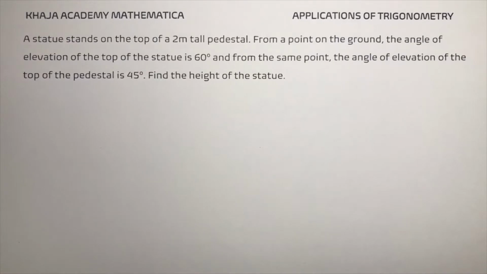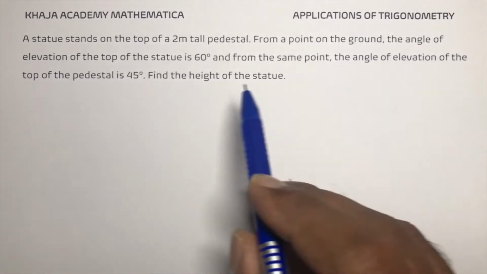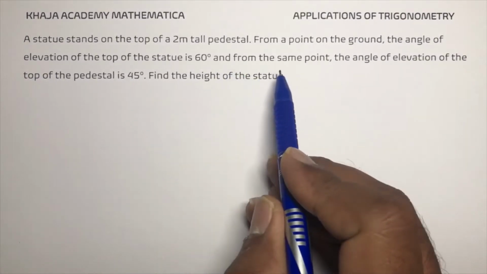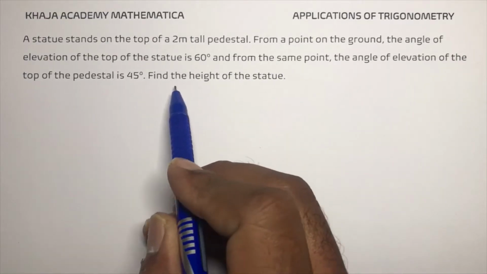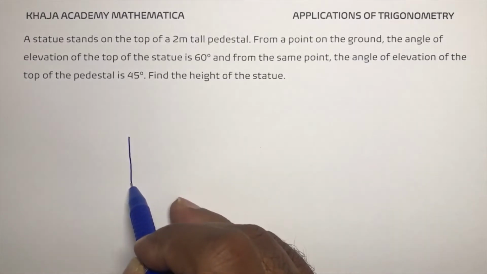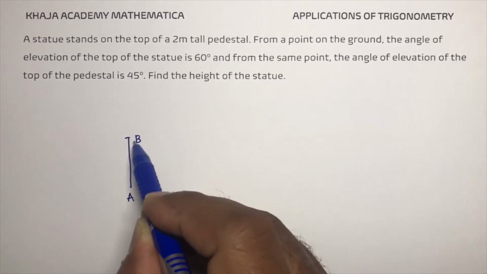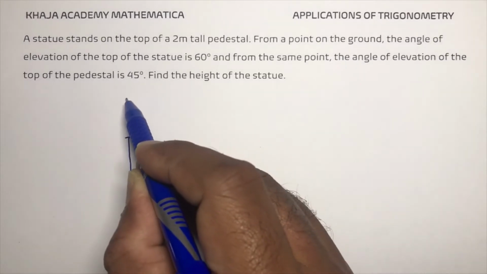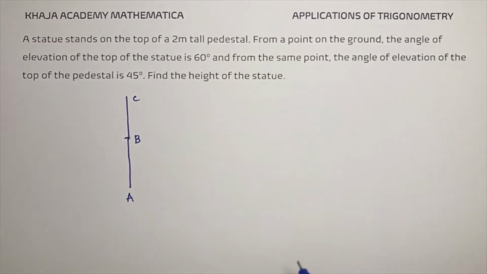A statue stands on the top of a 2-meter tall pedestal. From a point on the ground, the angle of elevation of the top of the statue is 60, and from the same point, the angle of elevation of the top of the pedestal is 45. Find the height of the statue. See, statue is on the top of the pedestal. So here, AB is a pedestal. At the top of the pedestal, there is a statue. So here, I'll take the statue as like BC.